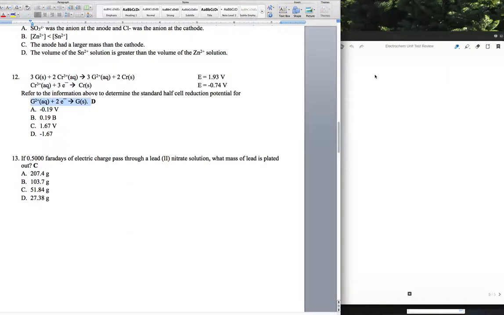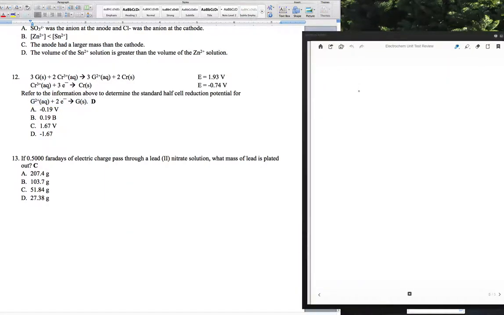All right, so what we have is the two reductions: Cr3+ plus three electrons goes to Cr, and the other one is G2+ plus two electrons goes to G solid. These are both reductions, and we know this one is negative 0.74 volts. We don't know this one.